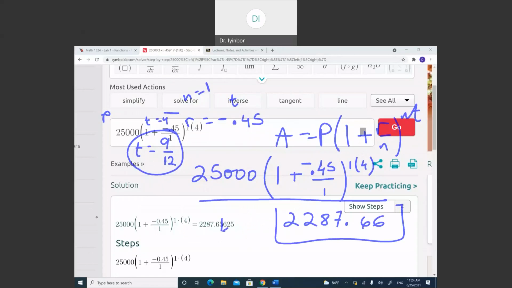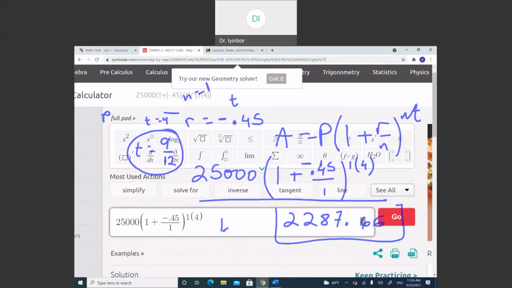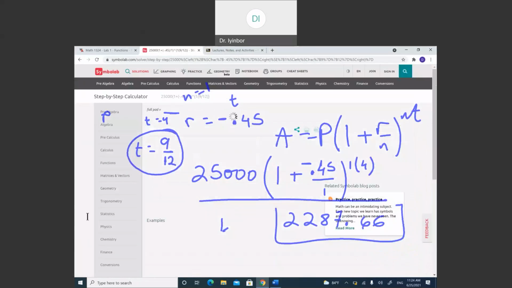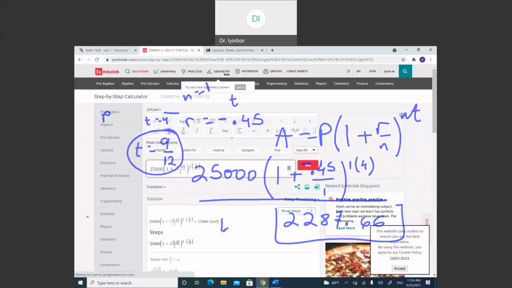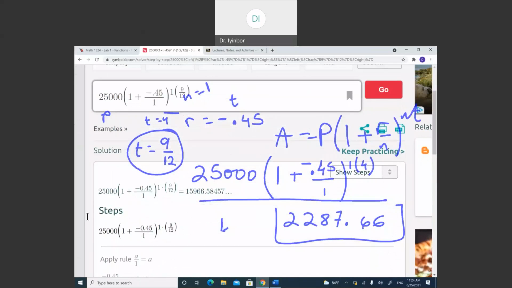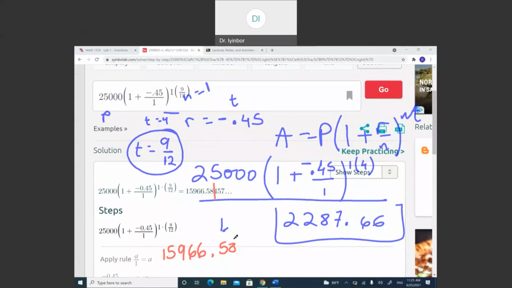And then I'm just going to change the 4 years to 9 divided by 12, just like that. And then the second answer I got is here. I'm going to write it over here. I'm going to use a different color for the second answer. It's 15,966.58, because after 8 is 4, so we're just going to keep it 8. Okay, so these are my two answers.